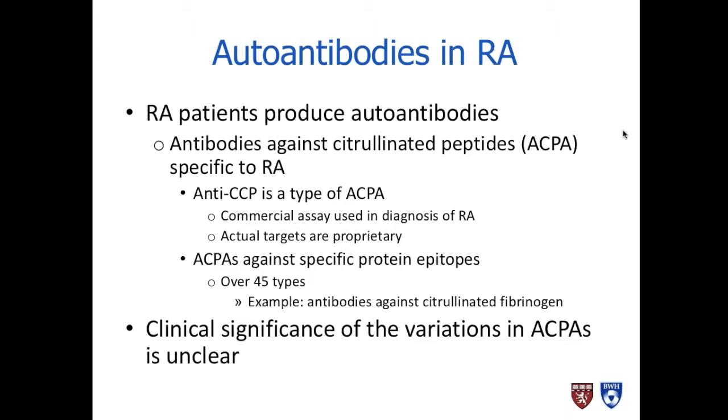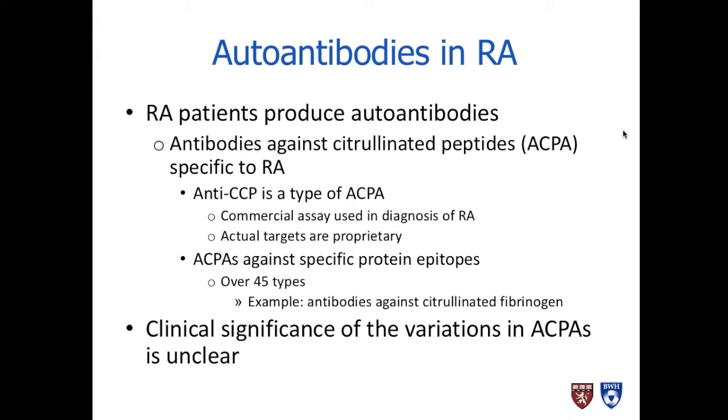They found proteins such as citrullinated fibrinogen, citrullinated vimentin, citrullinated enolase. We don't remember any of those names, but there's a bunch of them. And they said, okay, now let's measure these autoantibodies in RA patients. And what they found is that maybe some patients would have high fibrinogen, but low enolase, but high vimentin. So clearly there's some variation or heterogeneity even among the RA patients, in what types of autoantibodies they had. But we're like, oh, great, that's cool, but what does it all mean?